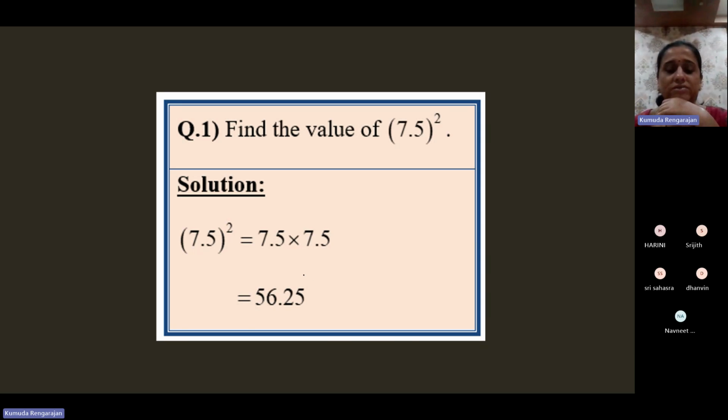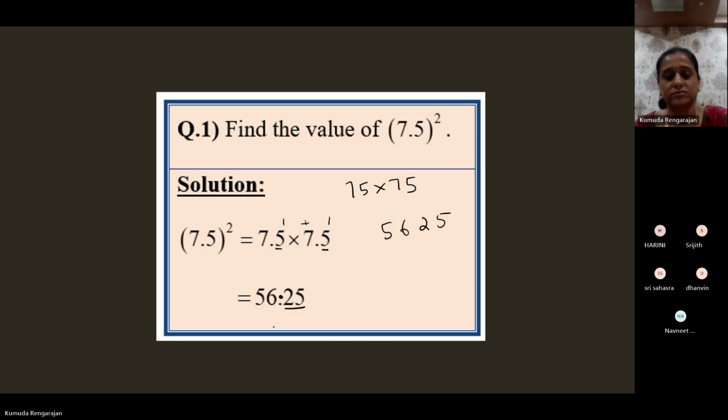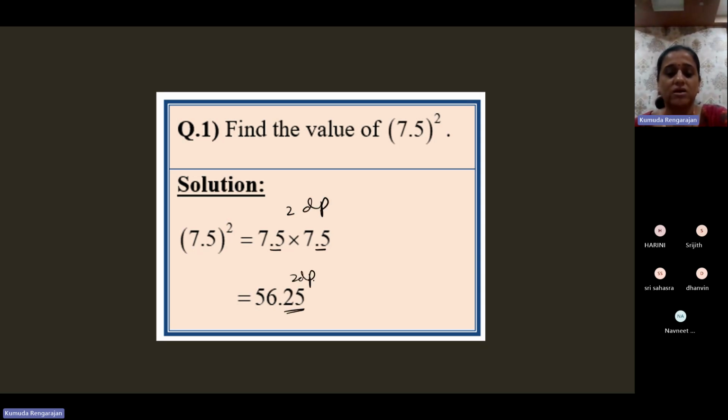So 7.5 squared is equal to 7.5 into 7.5, which is 56.25, because 75 into 75 is 5625. And after the decimal point, we have one digit here and one digit here. So totally 1 plus 1, 2 digits. So in the product, you must place a decimal point so that you have 2 digits after it. So the product also should have 2 decimal places.